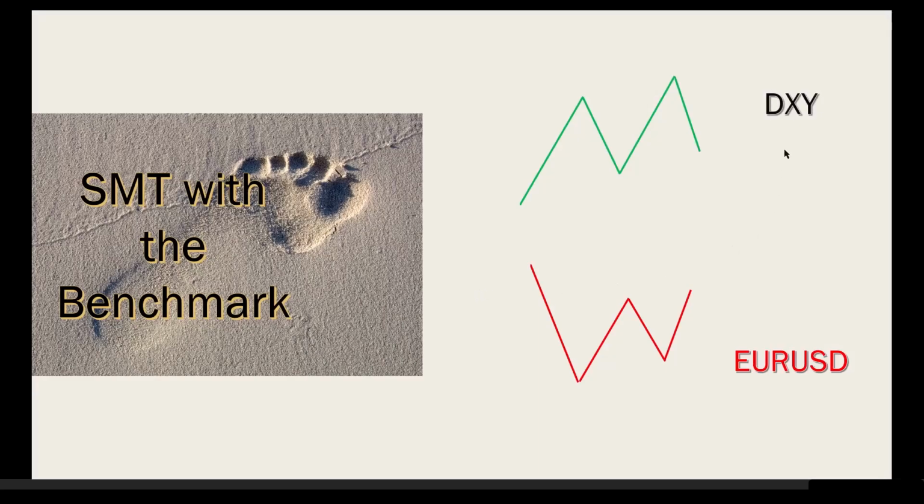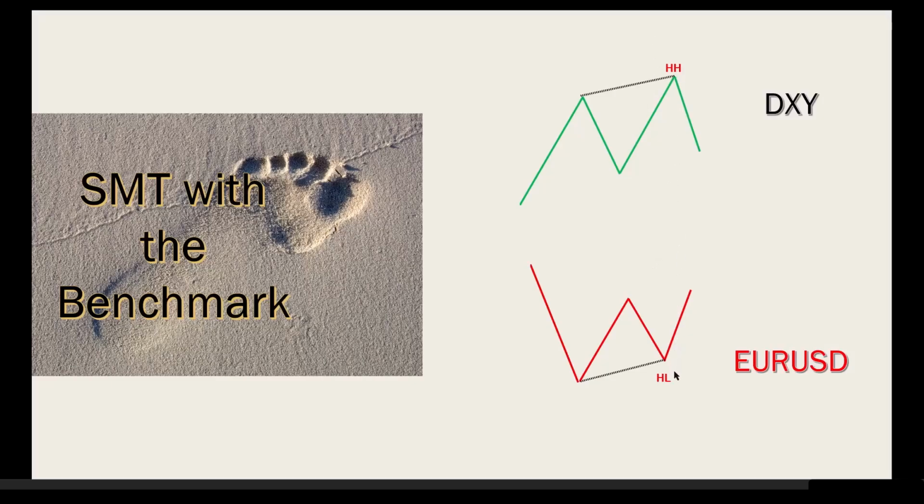But the DXY, the same DXY and the same Euro USD, the DXY has made a higher high, like here. But instead of this particular Euro USD making a lower low, it failed. It made a higher low instead. This is the crack in correlation, because in the normal market condition, when the dollar index makes a higher high, you're expecting Euro USD to make a lower low, but it failed. So one of them can fail.